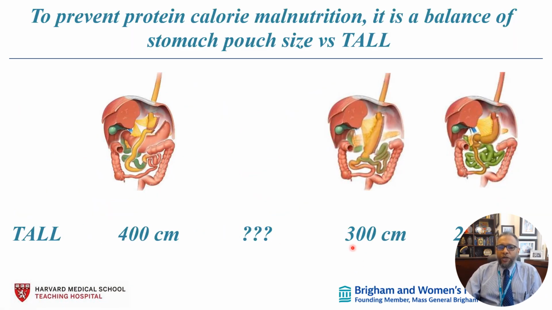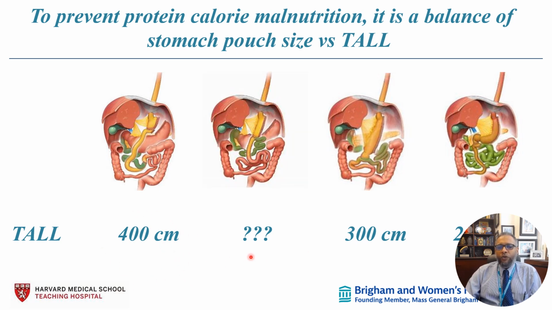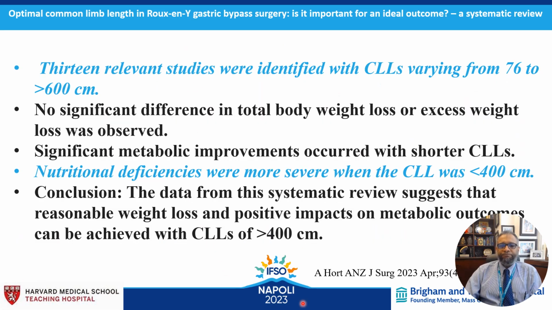So if we know that we do a common channel of 300 for one anastomosis gastric bypass, 250 for DS, and maybe 400 for Roux, we could probably guess in between what you need if you do a one anastomosis gastric bypass. So when you do one anastomosis gastric bypass, you need to test your assumption and measure the common channel.